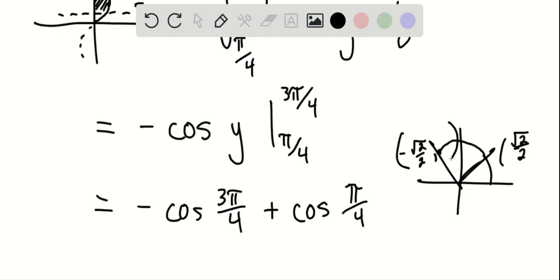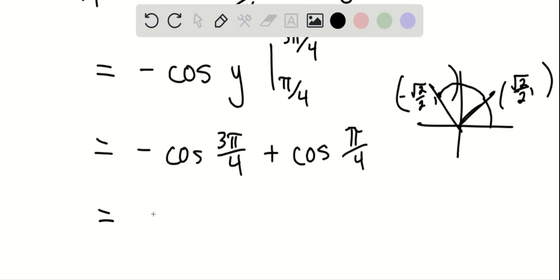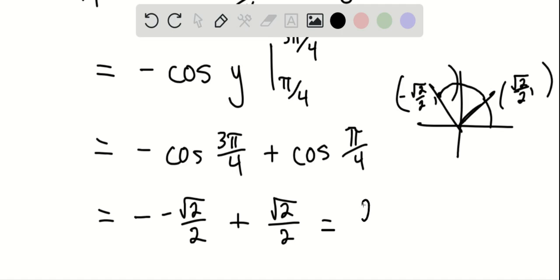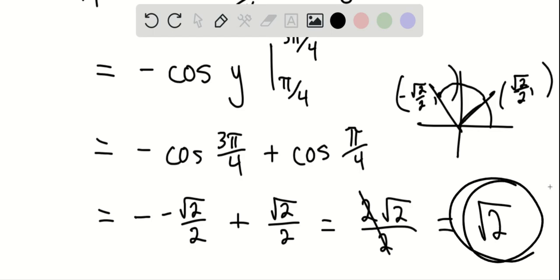I didn't leave room to write the y-coordinate, but they're actually the same y-coordinate there, but that doesn't matter. So it's a negative of negative root 2 over 2. So it's positive root 2 over 2 plus root 2 over 2. So it is 2 root 2 over 2. And these 2's will cancel. So the answer is simply root 2.